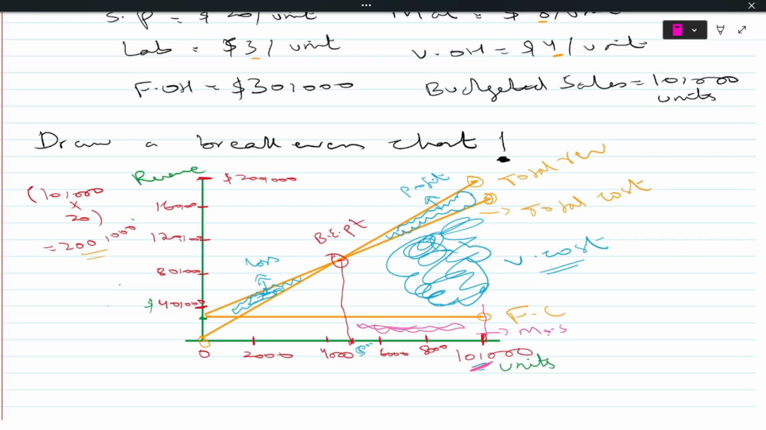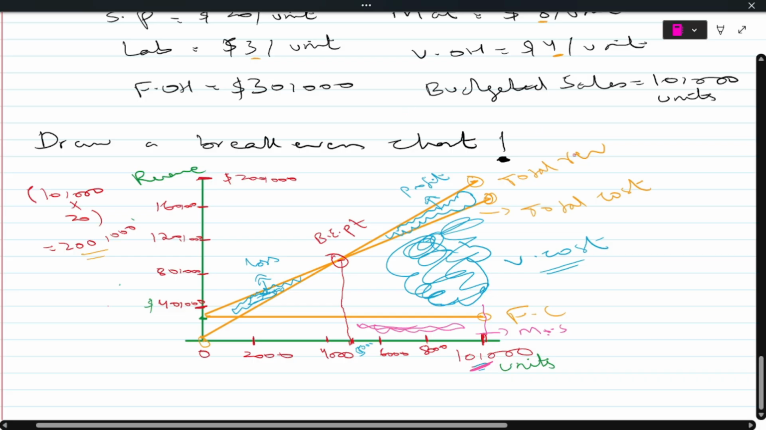Is this clear? So the area between the break-even and the budgeted sales, which is 10,000, that is your margin of safety. The area between the fixed cost and total cost is your variable cost. The area above the break-even point is your profit, and below the break-even point is your loss. And what is the break-even point? The point where total revenue and total cost lines intersect. And with that, our break-even chart is done.